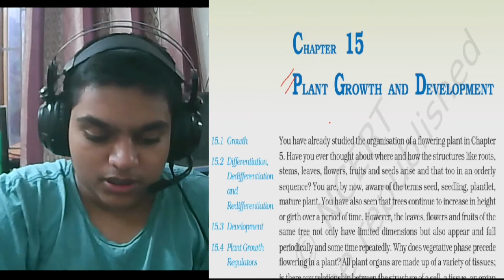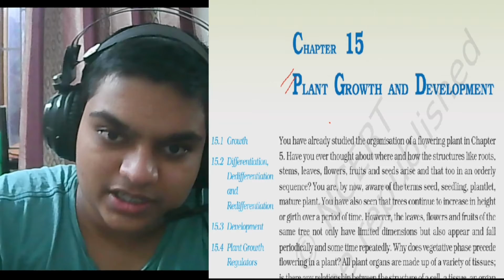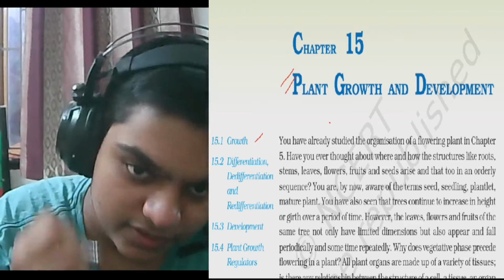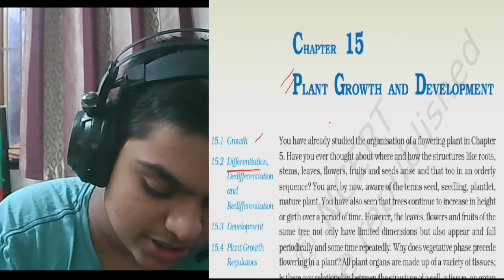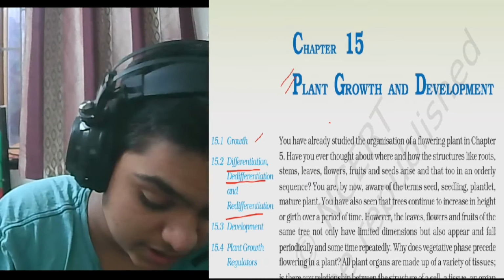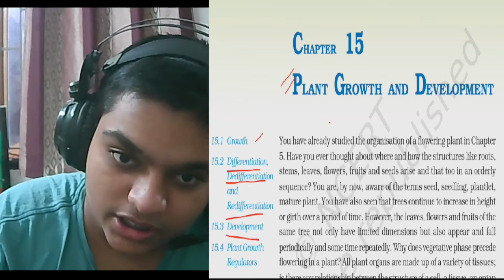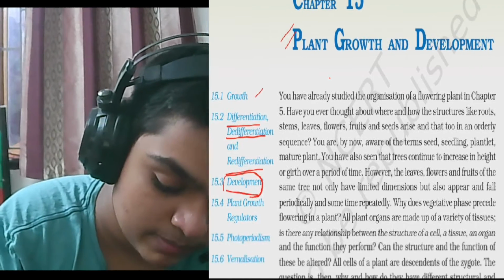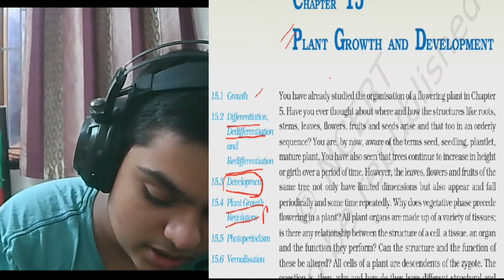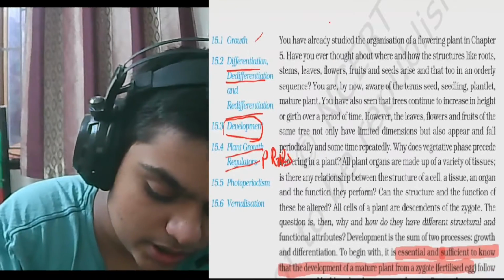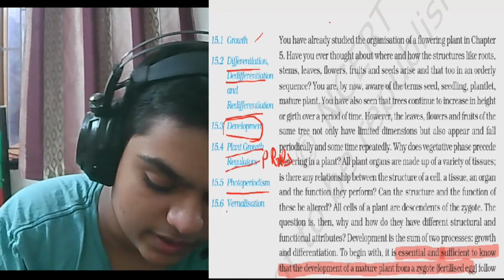So let's start. In this chapter, the main things that we'll be learning are growth. What is growth? What is the definition of growth? Differentiation, two types of differentiation, dedifferentiation and redifferentiation. We'll also be learning about development, how growth and development are related. Also we'll be talking about PGRs or plant growth regulators, photoperiodism and vernalization.